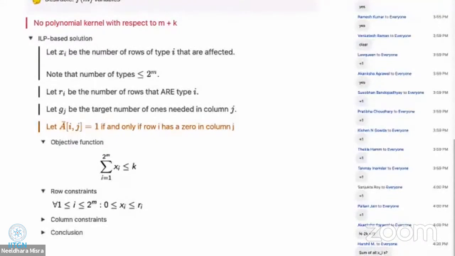So for every column, we want to say something. So what do we want to say? For every column, here this notation may be useful. A bar ij is 1 if i has a 0 in column j. If i has a 0 in column j, that's a good thing for us. Notice here that i is a type. It's not a voter index, but a type. And this makes sense because all voters of the same type have the same 0, 1 signature, right? So a bar ij is 1 if and only if row i has a 0 in column j. That means that for column j, this is a good type for us. If we hit this type, then we gain 1 in column j. So what should the column constraints be? For every j, we want to say something.